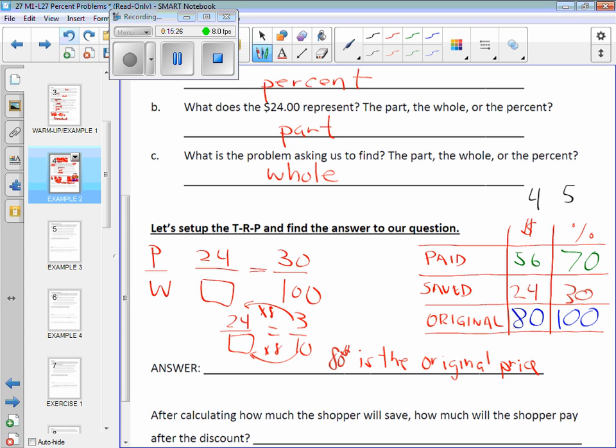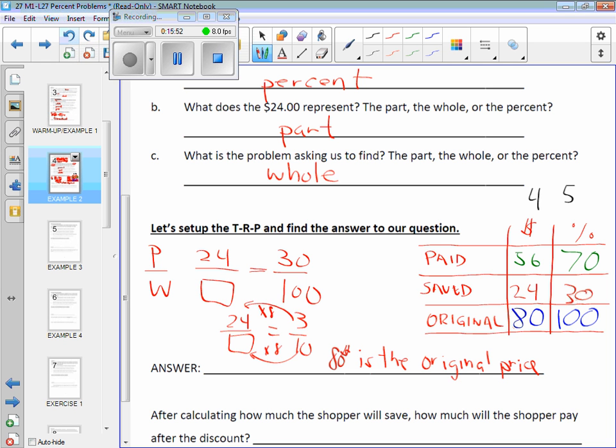Ready? Watch. 4 times 14 is 56. It's an equivalent ratio. It should work for this too. 5 times what makes 30? 4 times 6 is equivalent ratio. 5 times what makes 100? 4 times 20 is 80. You've made an equivalent ratio table.